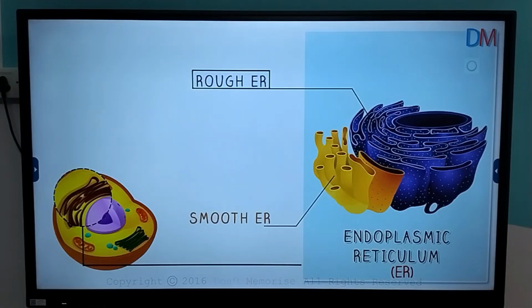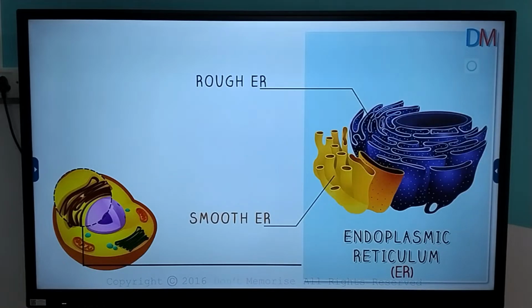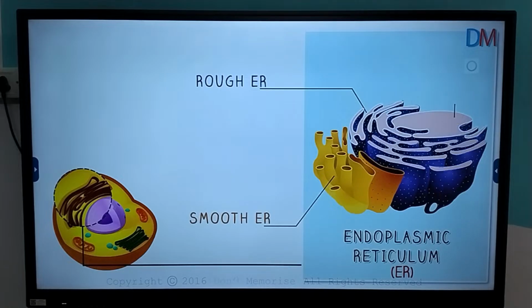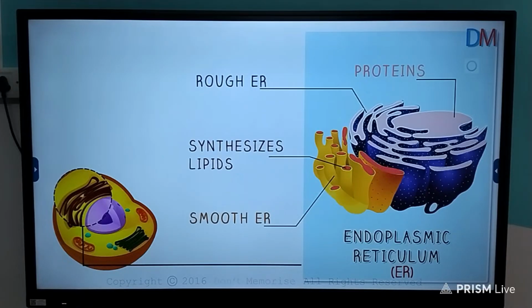The rough endoplasmic reticulum makes proteins. These proteins then have to be transported to the other parts of the cell where they are needed. Any guesses on how they will move? Yes, these proteins move through the endoplasmic reticulum to reach their destination. If the rough endoplasmic reticulum manufactures proteins, what does smooth endoplasmic reticulum do then? It helps in the manufacture of fat molecules or it synthesizes lipids.